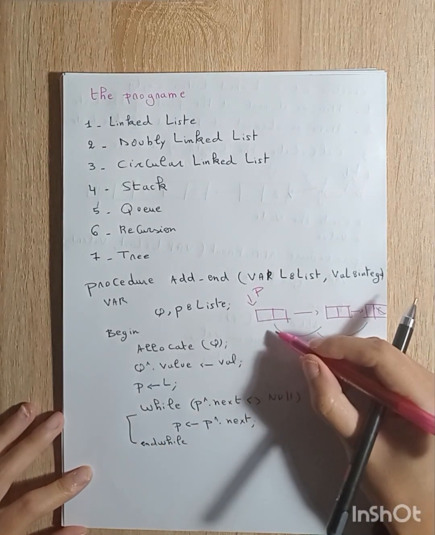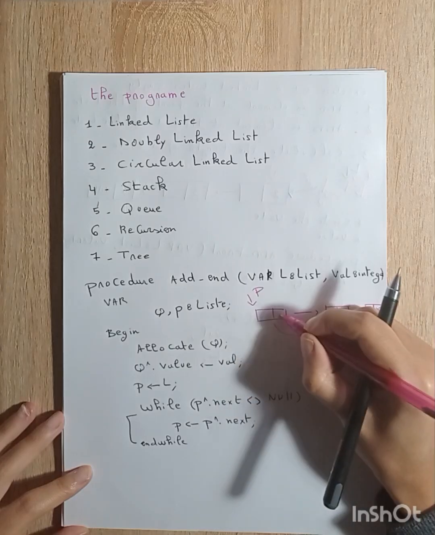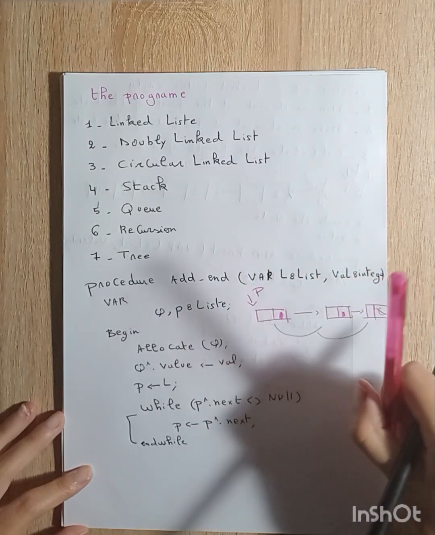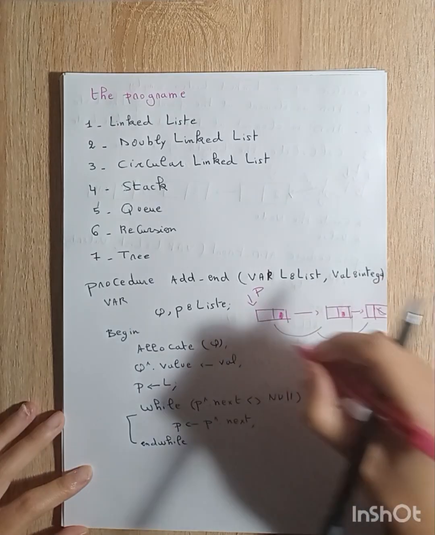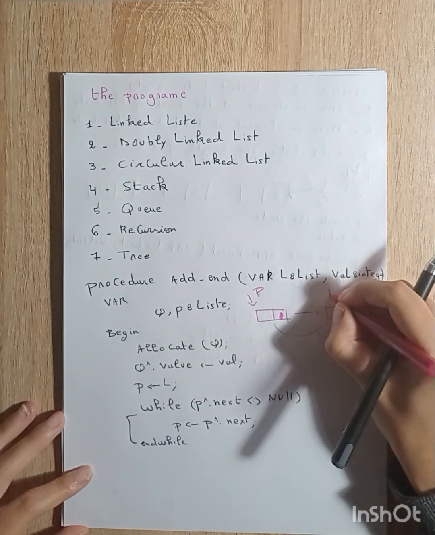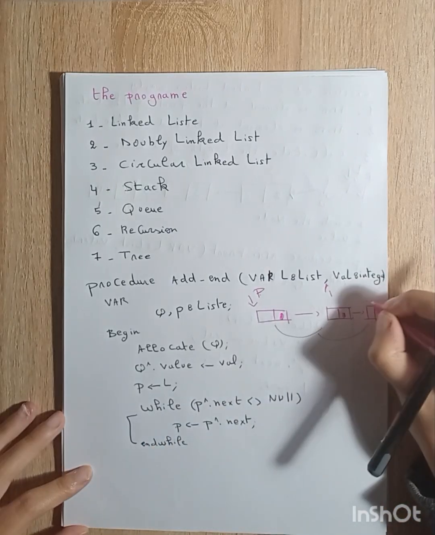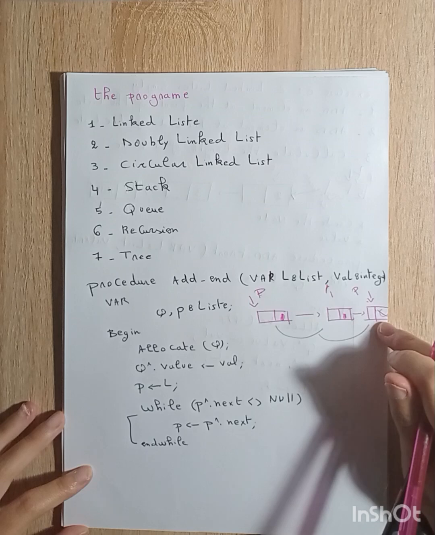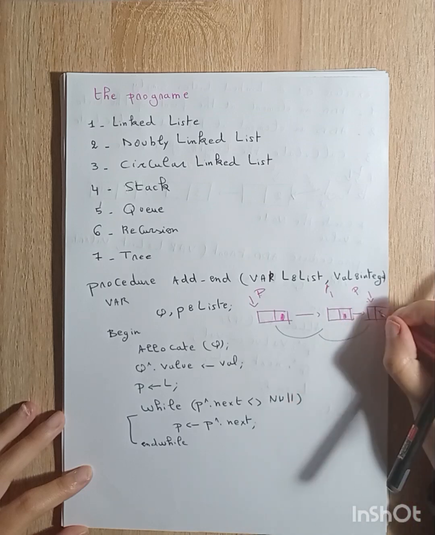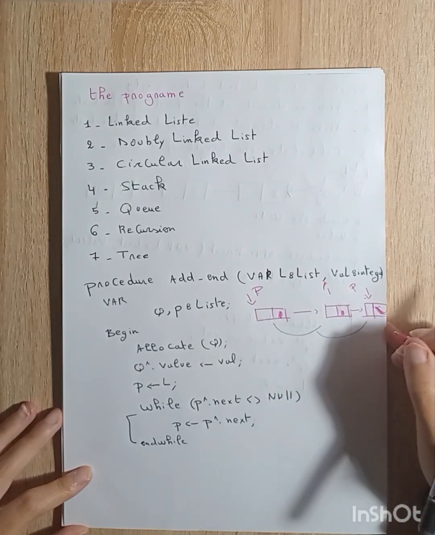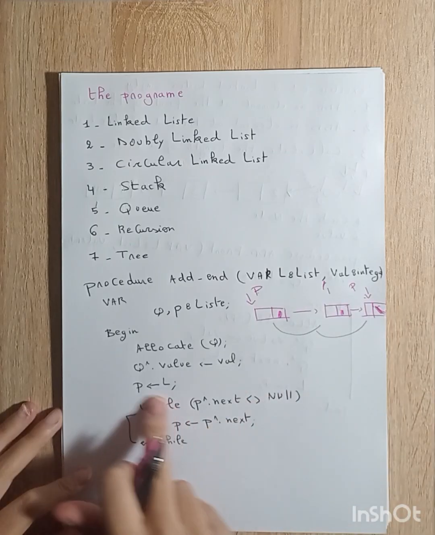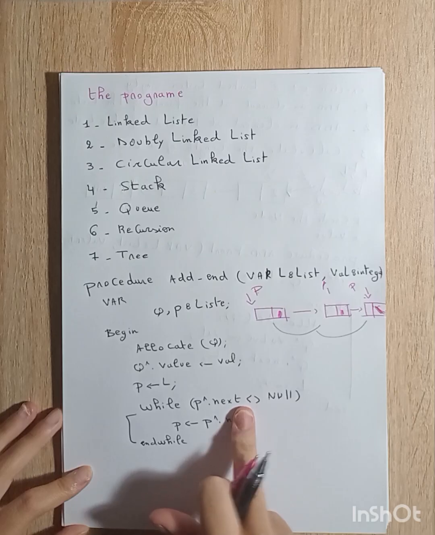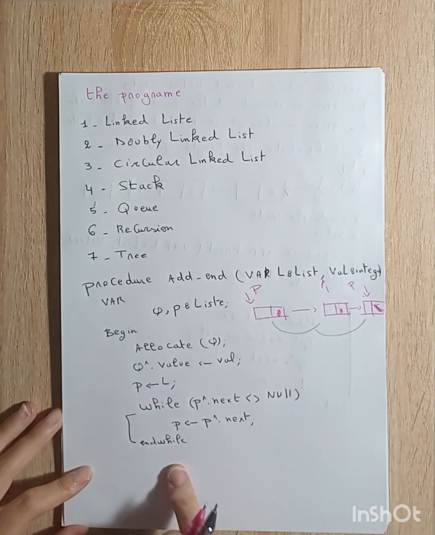So while the P next, this and this, doesn't equal to nil, we will move forward. So it was here P, and then it will be here P, and then P will be here. Once P arrives here, what do we have here? We have the next of the P is equal to nil, as you see here. It is the end. So I will get out of this loop while P next is equal now to null. We will get out of this.